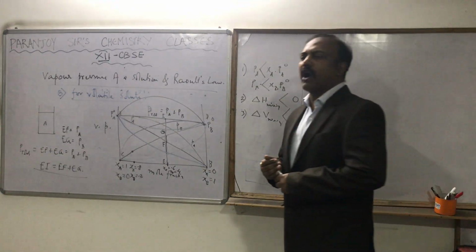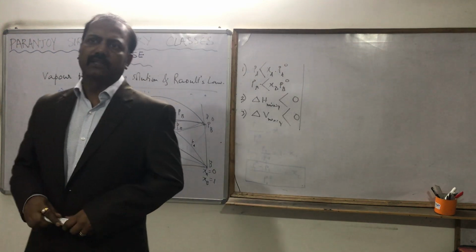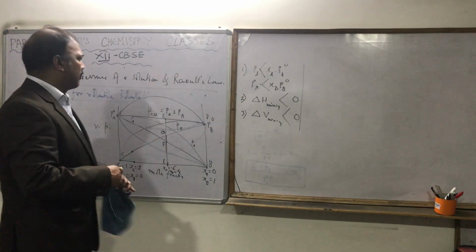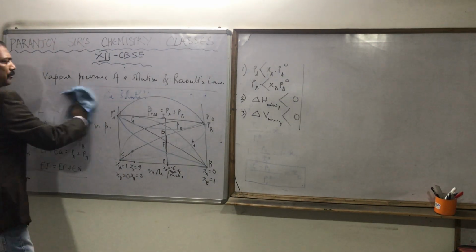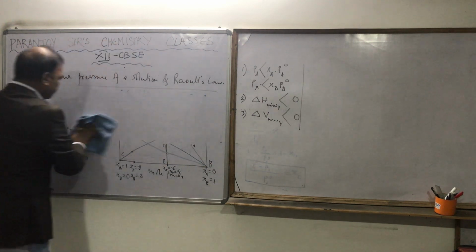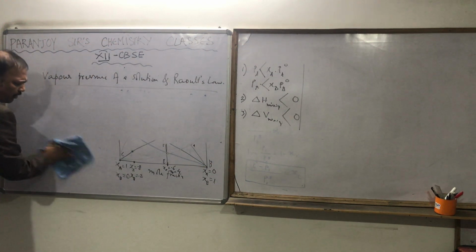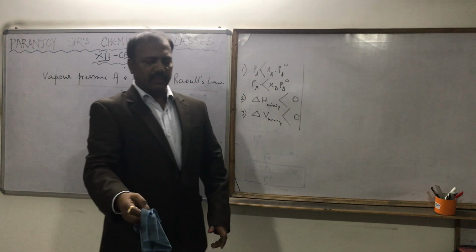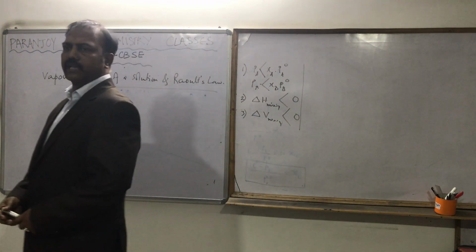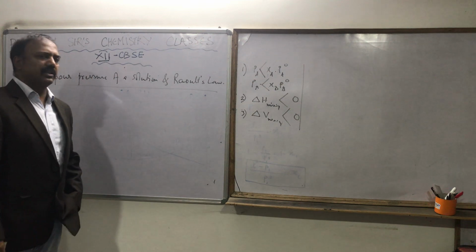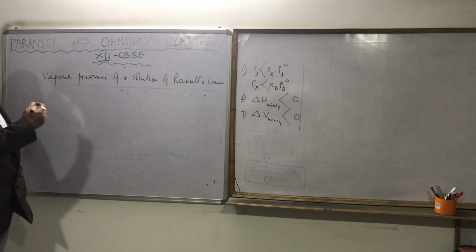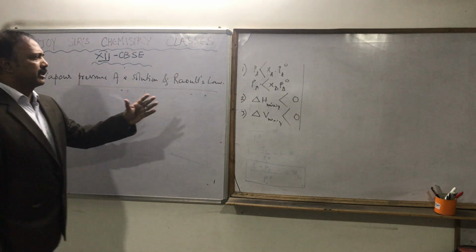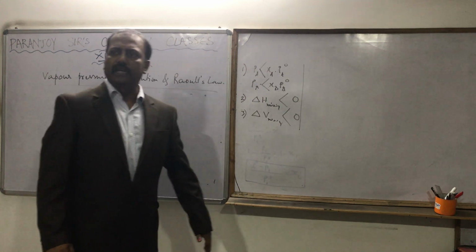Now the question is why that is happening. Why is some deviation positive and some negative? For the non-volatile solute we saw that it's normal. For the volatile solute, there are three conditions for the ideal solutions: first is Raoult's law obviously, second is delta H mixing equal to 0, and delta V mixing equal to 0. When they deviate, it is a non-ideal solution, deviating either in a positive manner or in a negative manner.